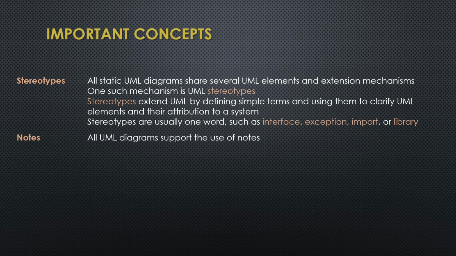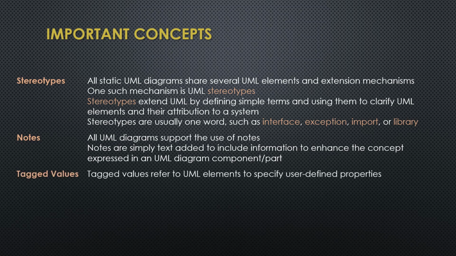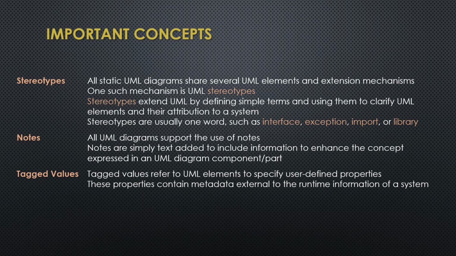Notes. All UML diagrams support the use of notes. Notes are simply text added to include information to enhance the concept expressed in a UML diagram component or part. Tag values. Tag values refer to UML elements to specify user-defined properties. These properties contain metadata external to the runtime information of a system. Examples of tag values are author name, version, etc.